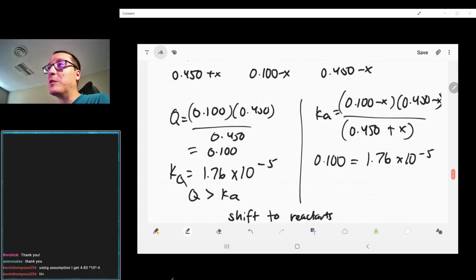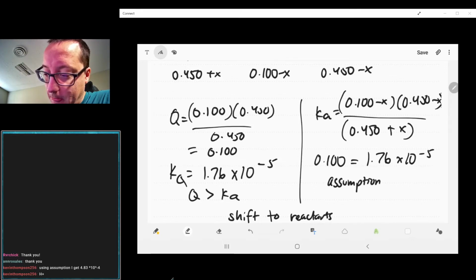So that assumption will not work, right? We can't just say that that's going to work. So the assumption is invalid, and we're going to actually have to calculate it. So we bust open our Wolfram Alpha. Let's go ahead and do this. 1.76 times 10 to the negative 5 equals 0.1 minus x times 0.45 minus x divided by 0.45 plus x.